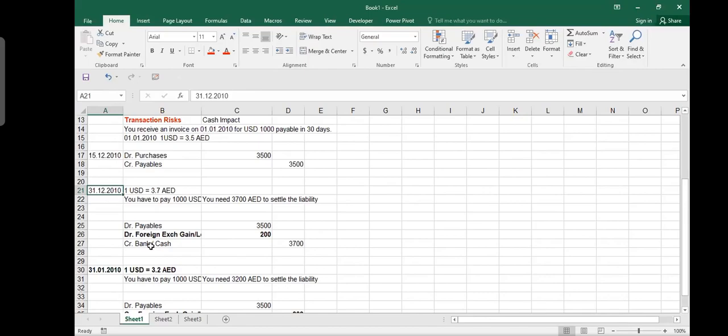But if you are making payment, the payment date has come in and you actually make payment, then in that case it is a realized loss. Then it goes to P&L. If you are making payment and you are making a gain or loss, it means it is realized, it goes to P&L.